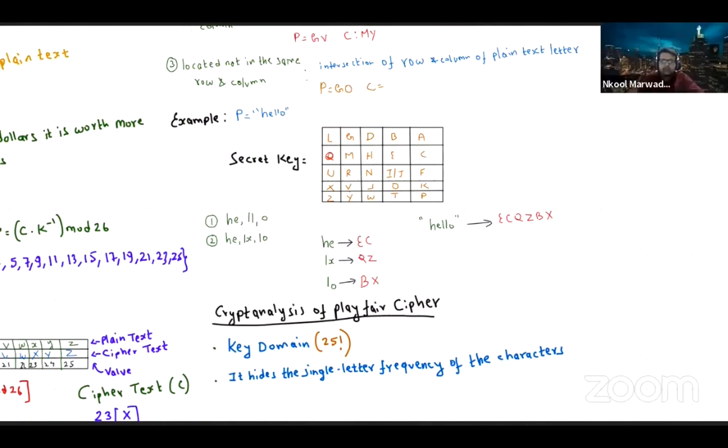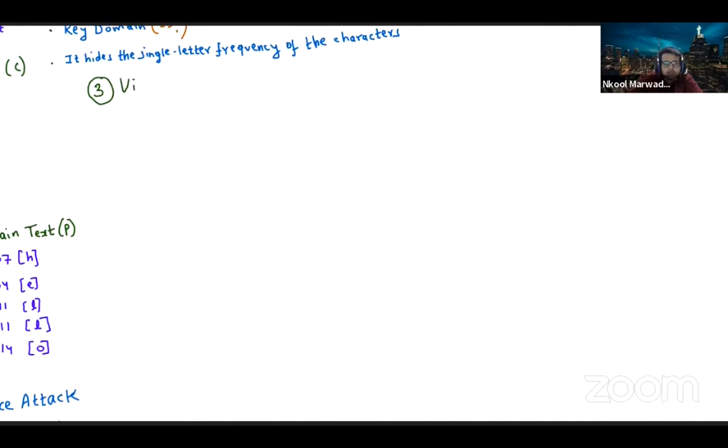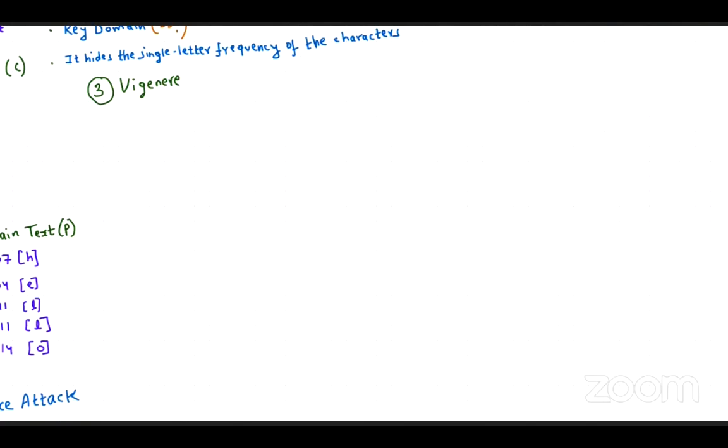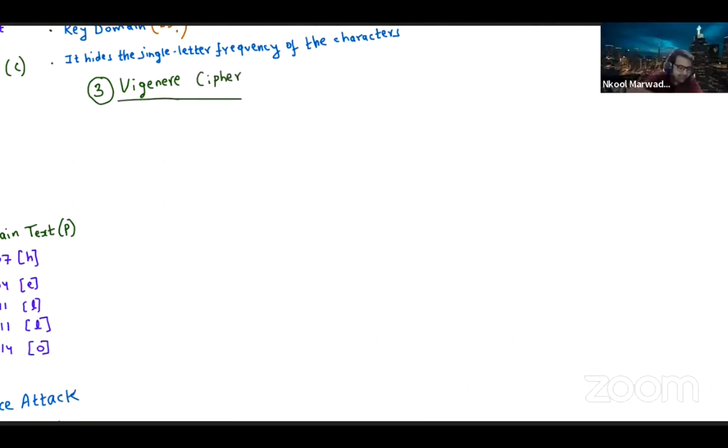Now we will look at the next cipher, the third cipher. It's the Vigenere cipher. You know how to pronounce it? No, sir. Give it a try. Our teacher used to say Visionaire cipher. Okay, so let us keep it as Visionaire.